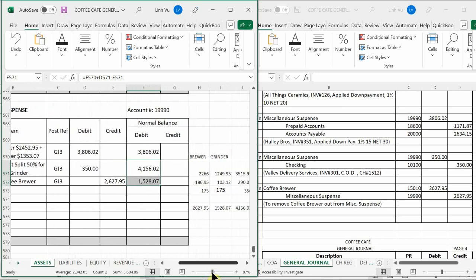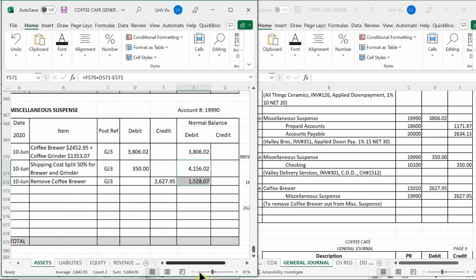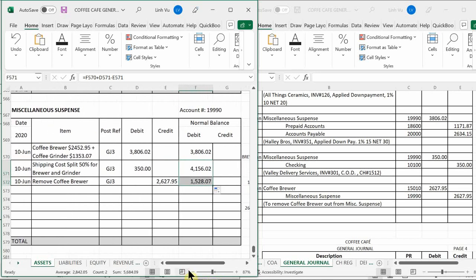Just to let you know, you're breaking up a little. Okay. All right, so 1528.07. Okay, just hang in there a little longer.